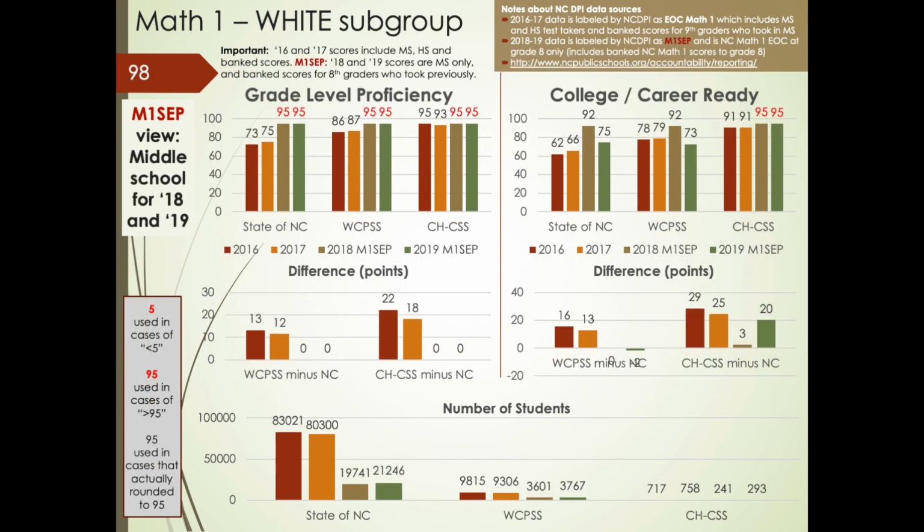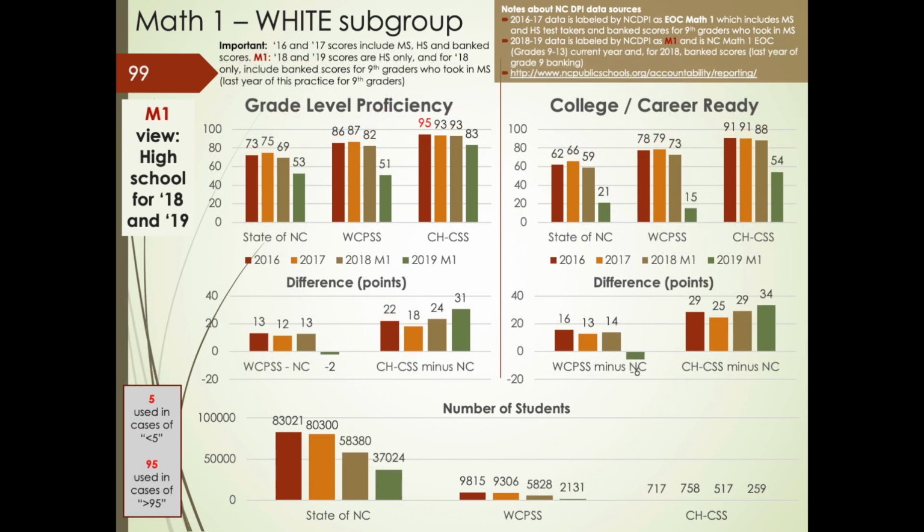Now here I see a couple of zeros for the deltas. That's because the proficiency scores were above 95%. So just to do the calculations, I have to put something in, so I put 95. We really don't know the difference of those because that number could be anywhere from 95.1 to 99.9. Again, ahead of the state last year, behind the state in 2019.